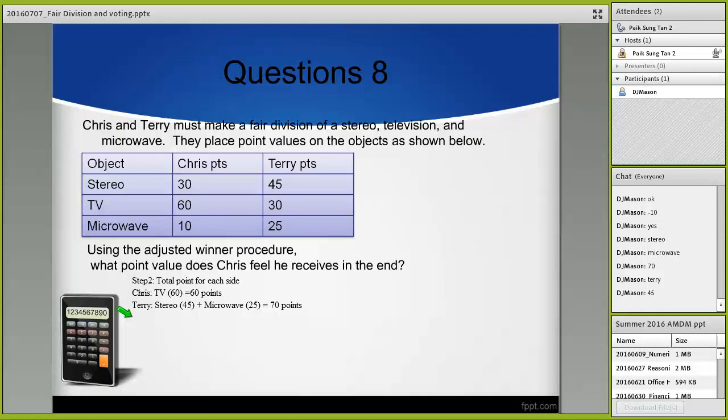So to get the ratio for stereo, you use 45 and divide by the points assigned by the loser of the item. So who is the loser? Chris, right? So how much point does Chris assign for stereo? No. How much point does Chris assign for stereo? Where did you get 0.75 from? 30. Thank you. Okay, then you divide them. Use a calculator. 45 divided by 30. Good job. It's 1.5.